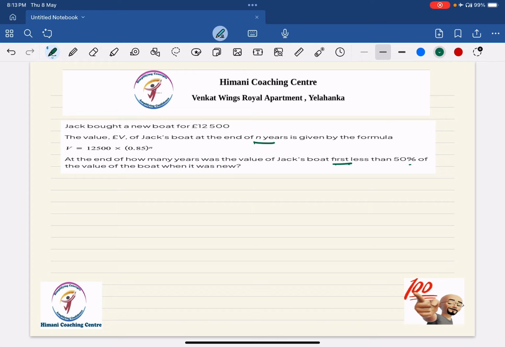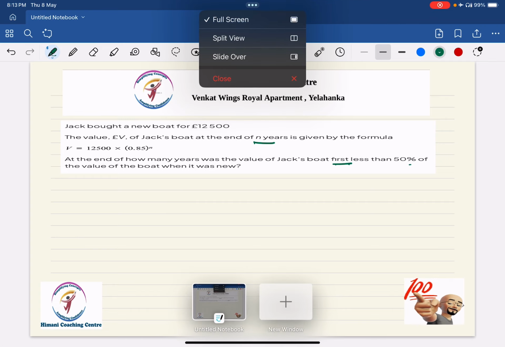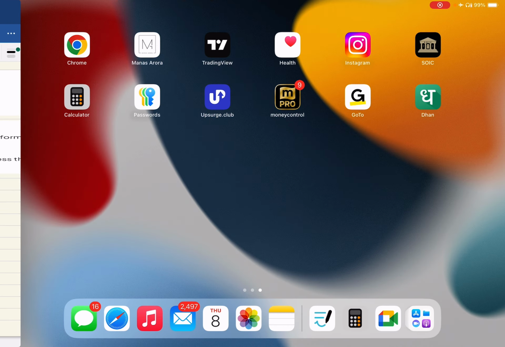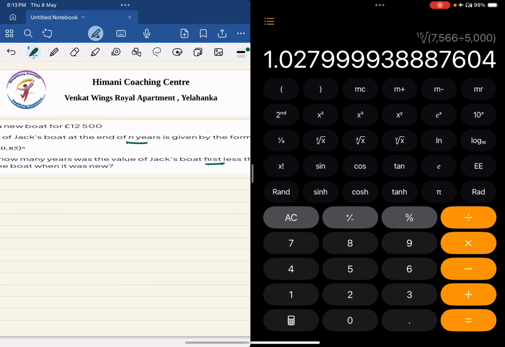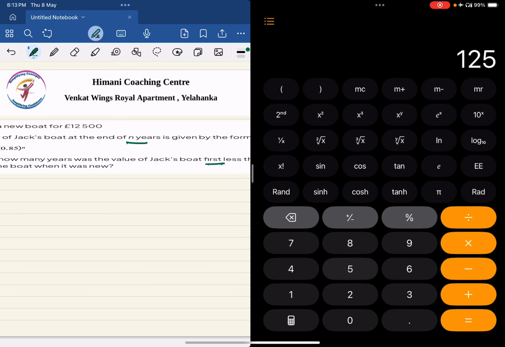Now there are two ways to do this, students. Let us do each one. So one is we can use calculator, and you see, first thing, 12,500 divided by 2 is 6250. So what are we checking? We are checking by the end of which year the boat's value first time will go below 6250. Okay. So let us put n equals 1. So what would be the value of the boat after 1 year?